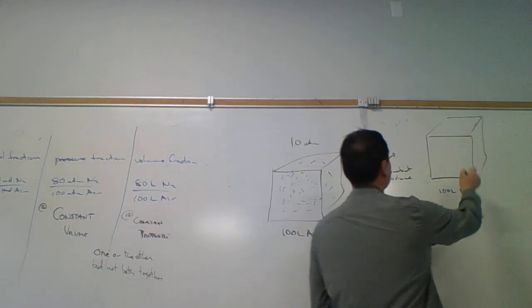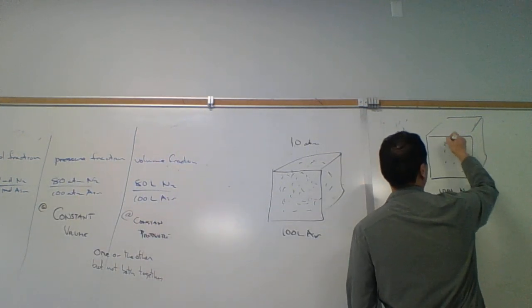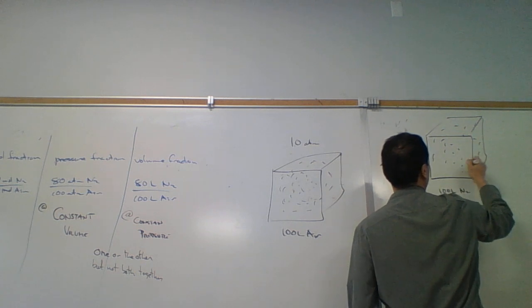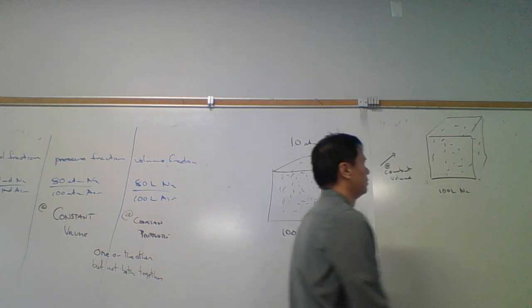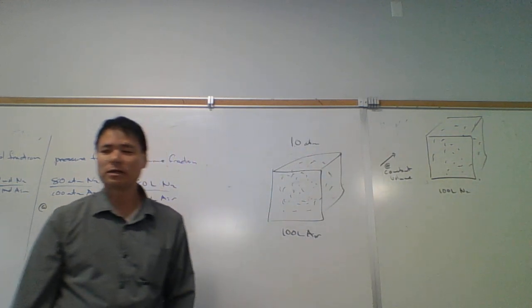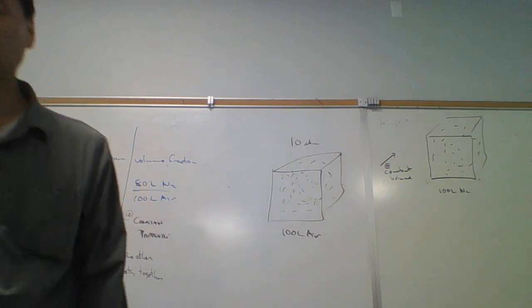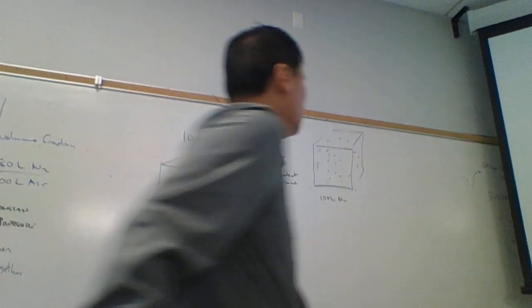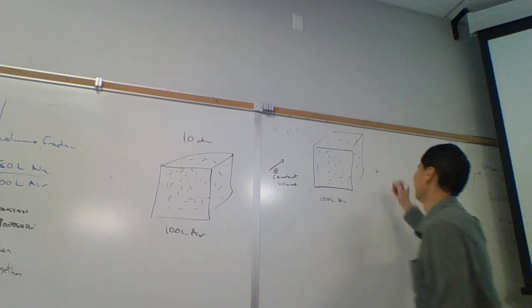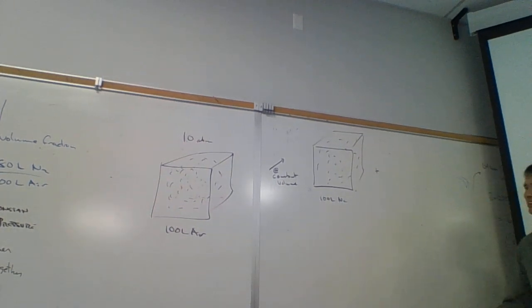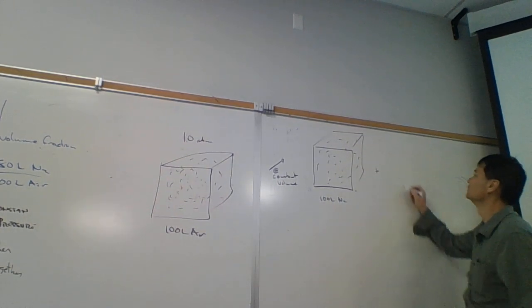But this 100 liters of nitrogen will not have any oxygen present. This nitrogen. So all of a sudden 20% of the molecules are missing. Where are those? Well, those are in another container here. How many liters of oxygen do I have?